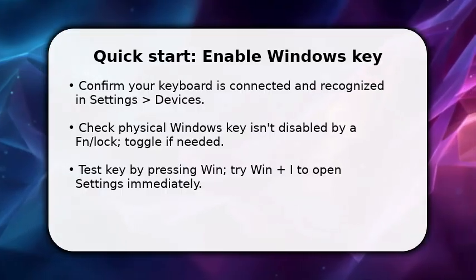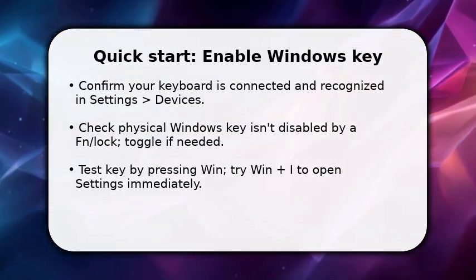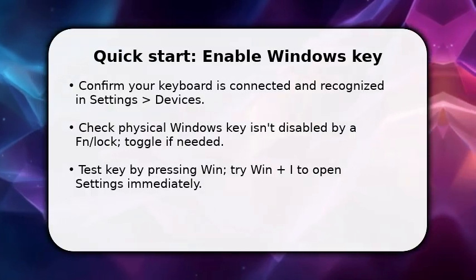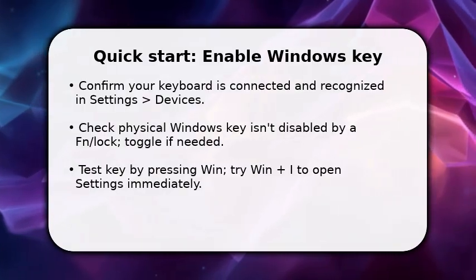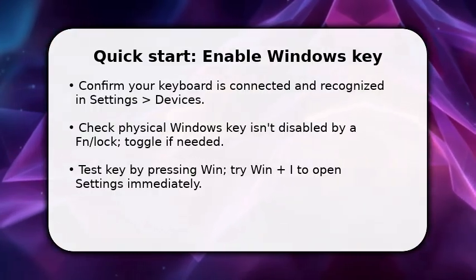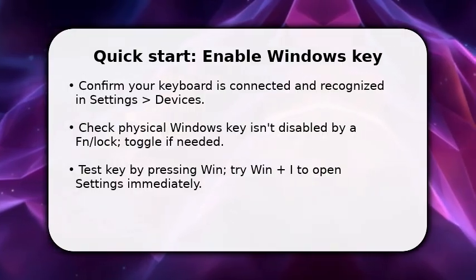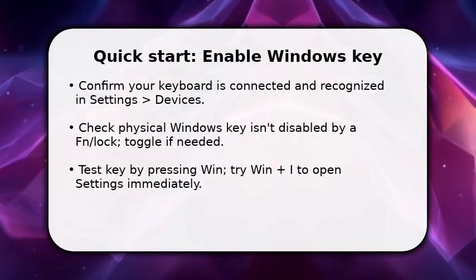You want the Windows key working right away, so start by confirming your keyboard is connected and recognized in Settings, Devices. Once done, check for a physical FN or Windows lock on your keyboard and toggle it off, because many laptops disable the key by default. Then test the key. Press Windows or Windows plus I to open Settings. If it responds, you're set. If not, keep going to adjust drivers and system key settings so the OS can receive the input.